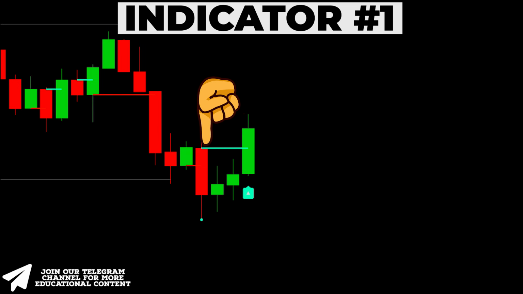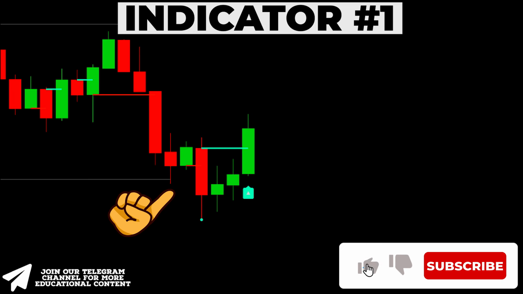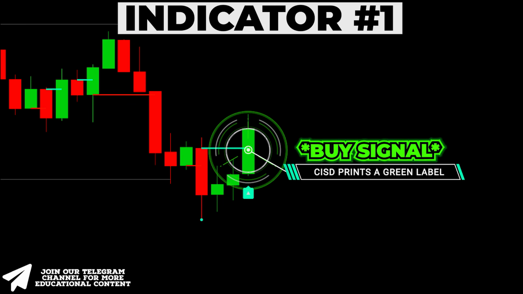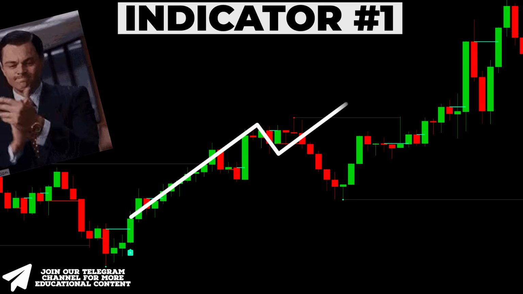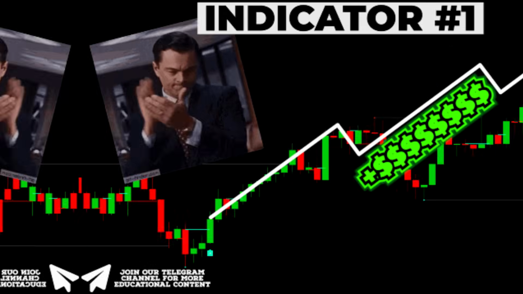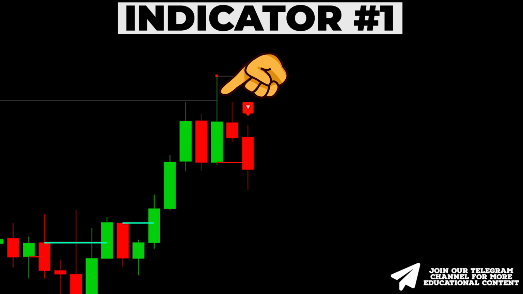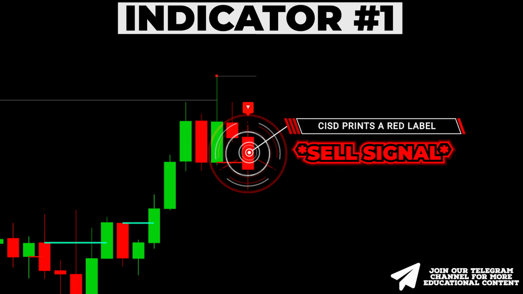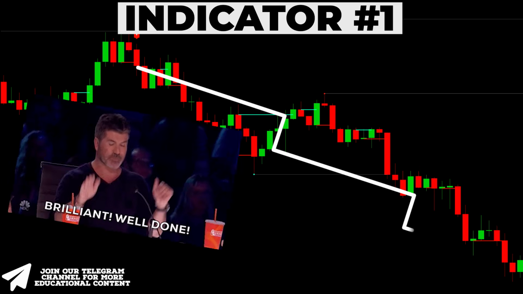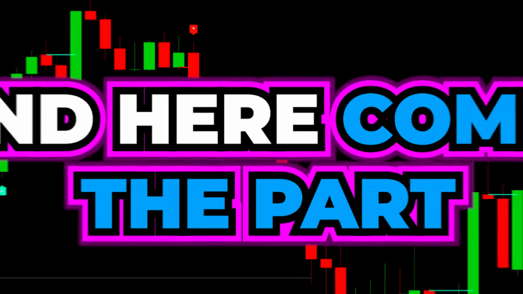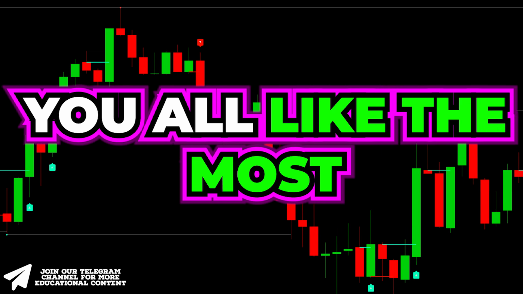With that, when a green CISD level forms after liquidity is swept at the bottom, the indicator prints a green label, which is a buy signal, and boom, look how dramatically the price rallied afterward. On the flip side, when a red CISD level is formed following a liquidity sweep along the top, the indicator prints a red label, so that we open a short trade. Voila, the indicator caught the entire bearish reversal, delivering great profits.